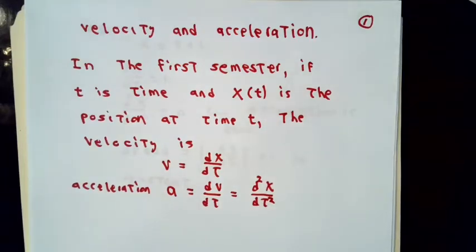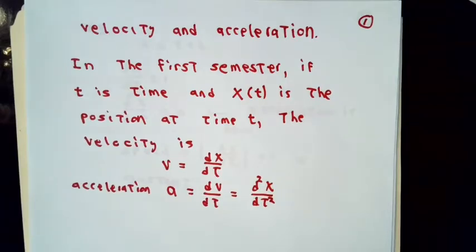The next topic that we want to talk about are velocities and accelerations. There's a distinction that we're going to have to make, so let's go back and think about what we did in the first semester. If you represent t as being time and x of t as the position of some object at time t, then the velocity was given by the derivative of x with respect to t, and the acceleration was the derivative of the velocity, which would be the second derivative of x with respect to t.